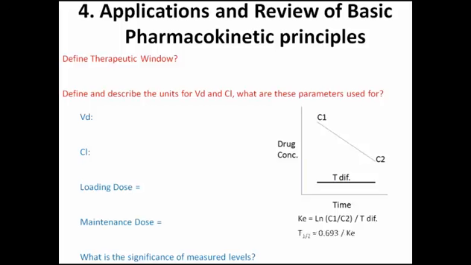If you have two levels and the time between these two levels, assuming no doses are given in between, then you can use these two levels and the time difference to estimate the elimination rate constant KE. And from there you can of course calculate the half-life. And if you use population volume of distribution, then you can calculate patient clearance.